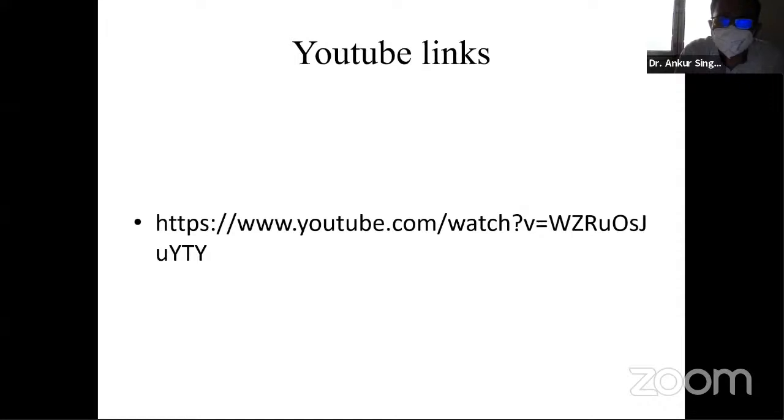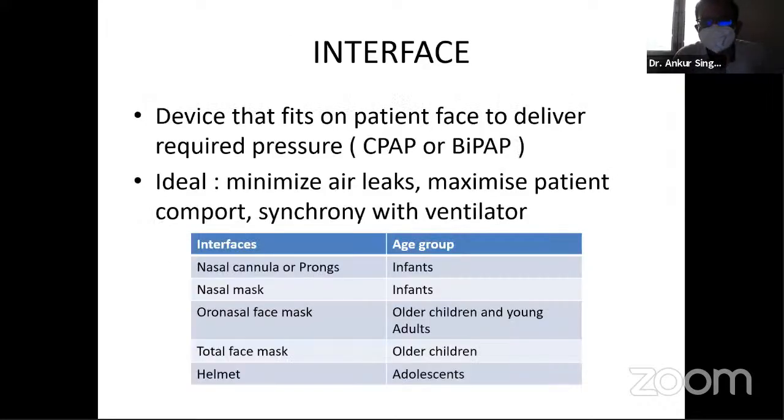So these are the YouTube links. You can go and watch the difference between CPAP and BiPAP. What about the interface? Interface is a device that fits on the patient's face to deliver the pressure. Whatever pressure we are generating from CPAP and BiPAP, that pressure is to be delivered with some device, and that device is called an interface. And whenever this device becomes an endotracheal tube, then it becomes invasive ventilation.